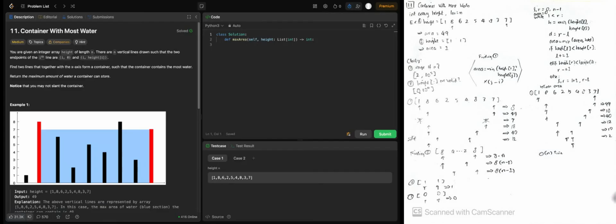Today we are going to look at another problem, which is problem 11. It's called container with most water.